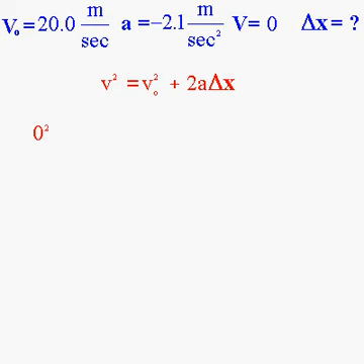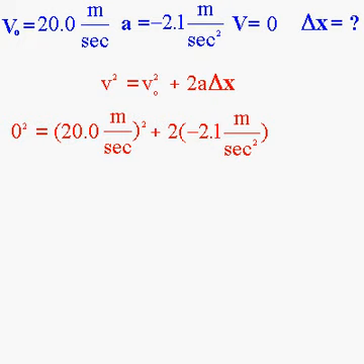We were given V, it's 0. We were also given V naught, it's 20.0 meters per second. We're also given the acceleration, negative 2.1 meters per second squared. The only thing we don't know is the displacement. So we now have an equation. All we have to do is solve for x.